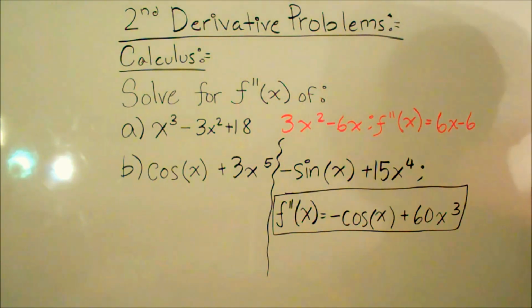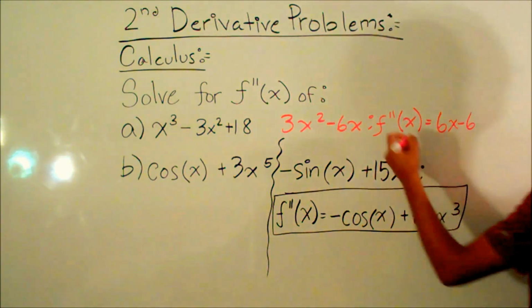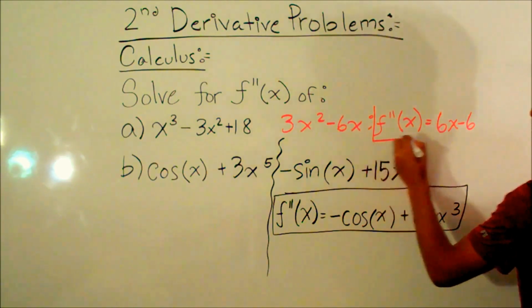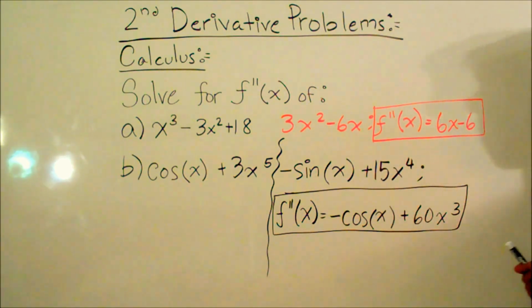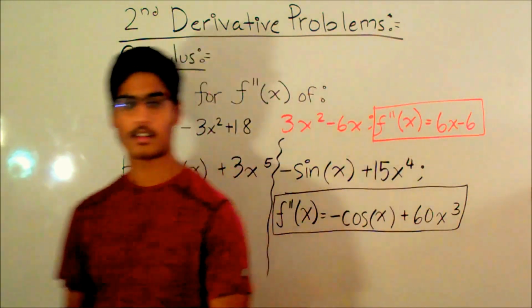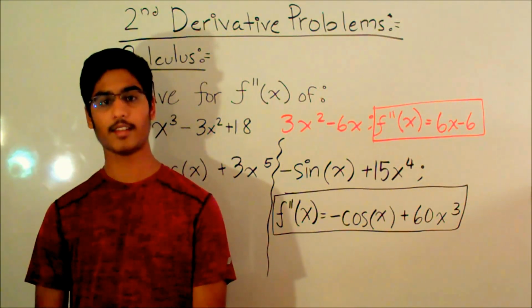And once again, the second derivative of problem A is f double prime of x is equal to 6x minus 6. Today we learned about second derivative problems.